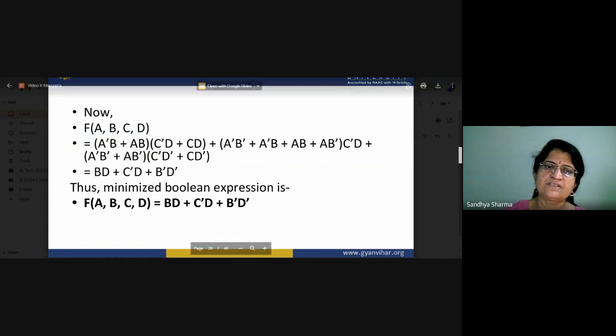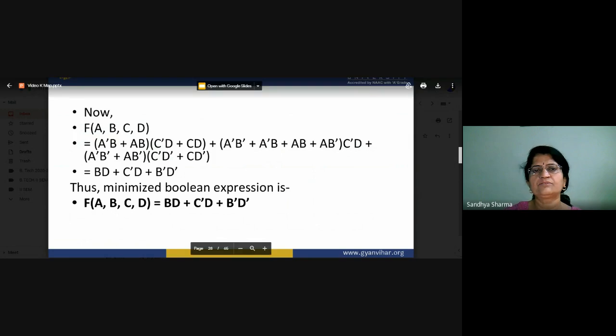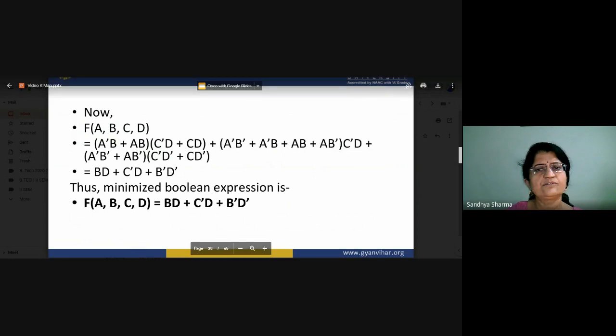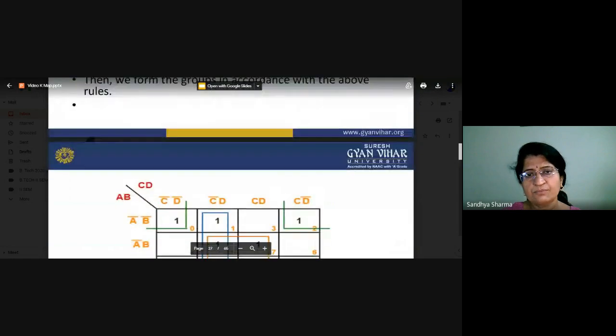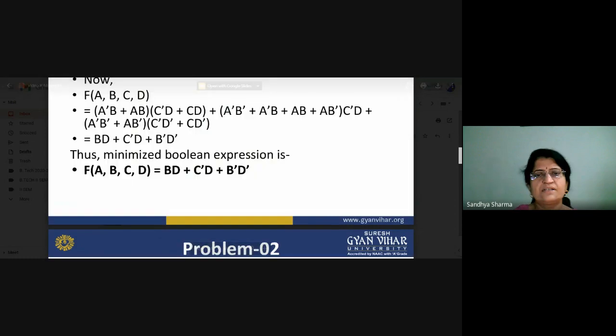Just calculate: B dash, A plus A dash is equal to 1, and C dash plus C is equal to 1. So you can take it common. This is also equal to 1. So the equation is this. So basically what I am doing, suppose this one, this plus this and this plus this, and then the product of these two. So you can get the basic equation this way.